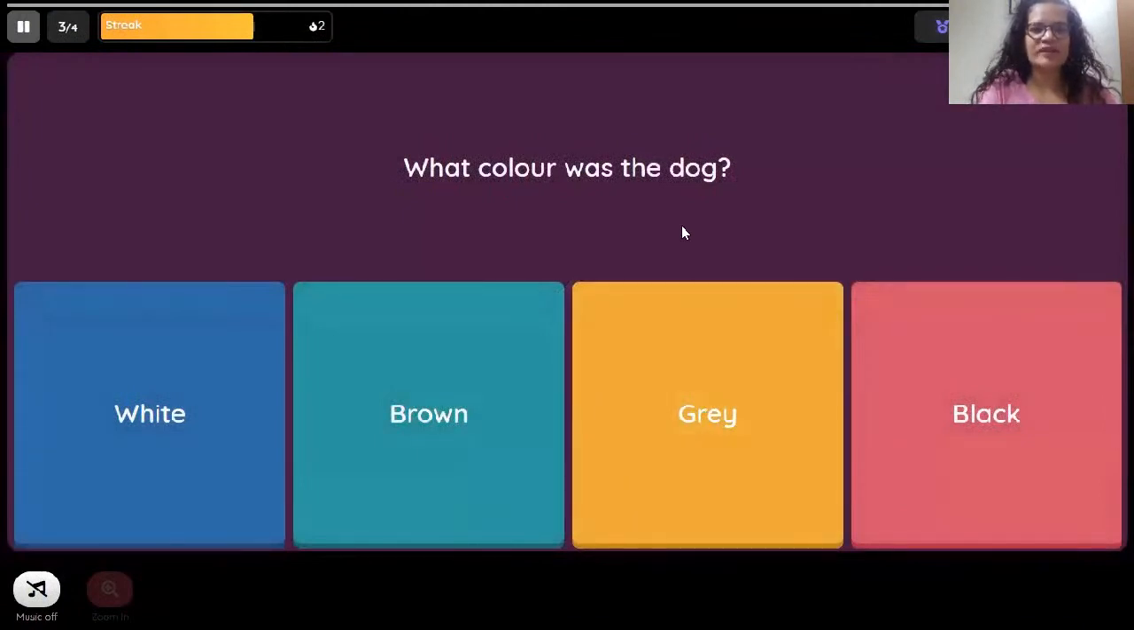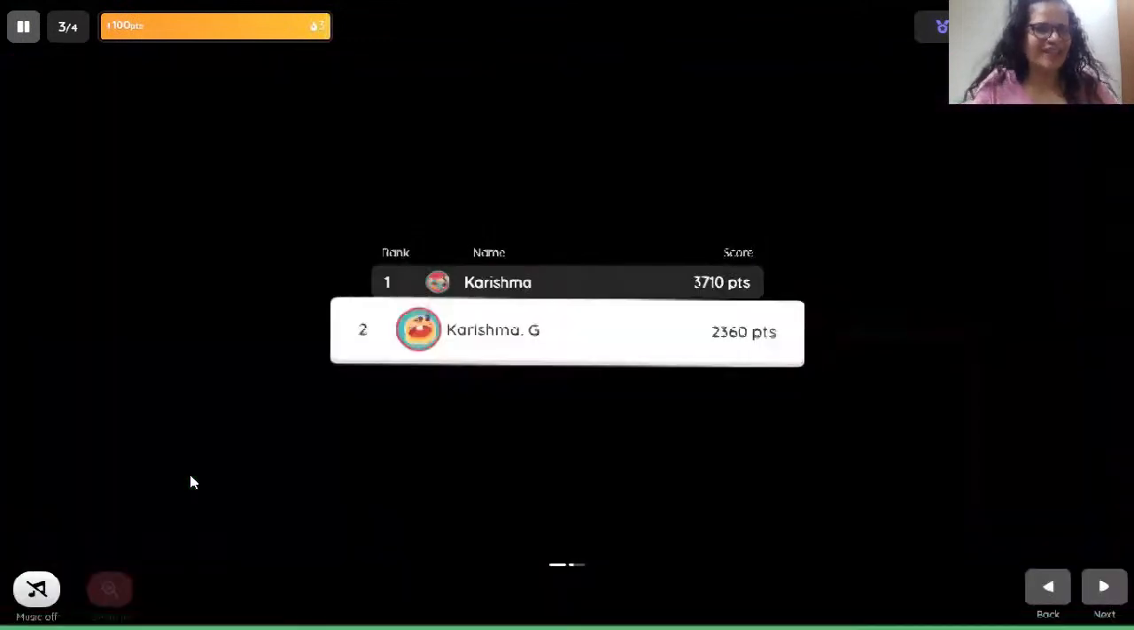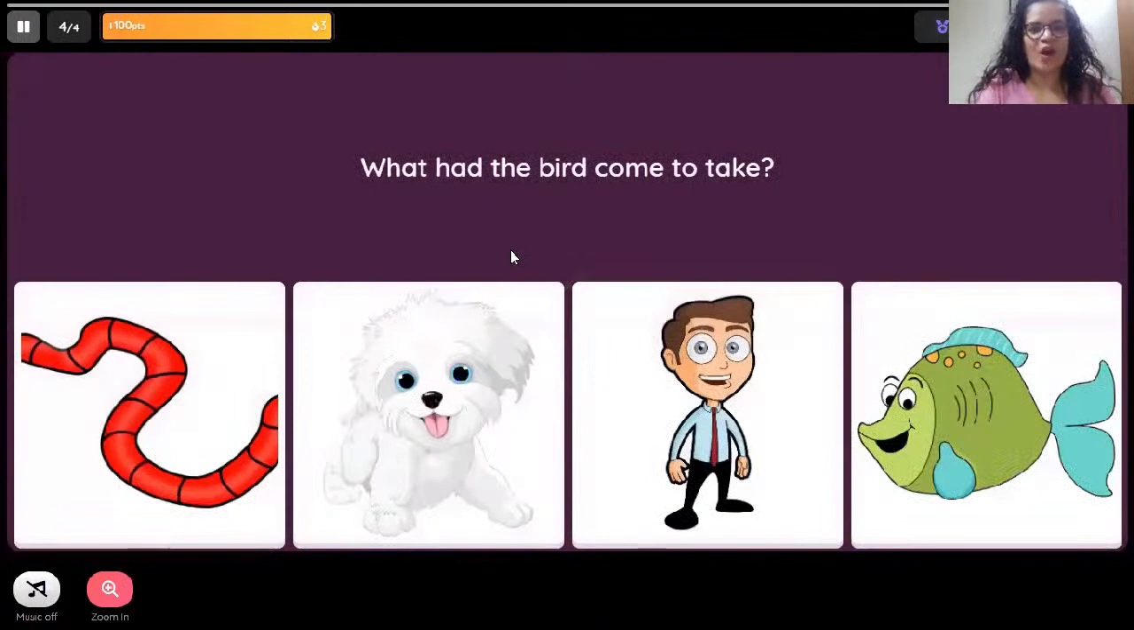Next, what color was the dog? Now, this is pretty easy. Was he black? No. Was he gray? No. Brown? No. What color was he? White. Good observation skills. Very good. Okay. What had the bird come to take?